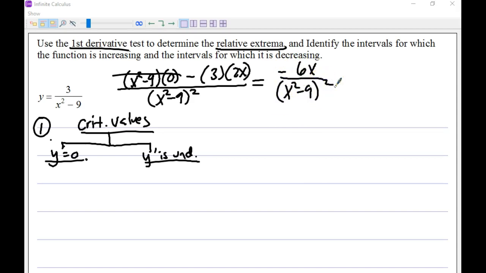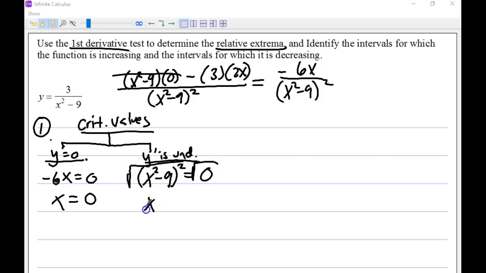All right, so do you remember how to find where a rational function is equal to 0? The top, right? So we take the top and set that equal to 0, and we find that it's equal to 0 when x equals 0. How do you find out where it's undefined? You set the bottom equal to 0. Now if I square root both sides, that's just going to give me x squared minus 9 equals 0. Then I'm going to add 9 on both sides, and then I'm going to square root.